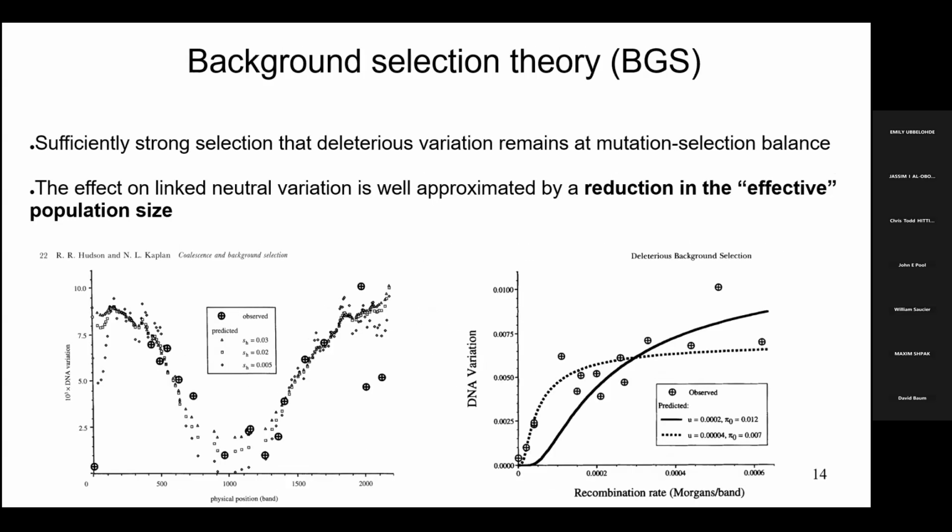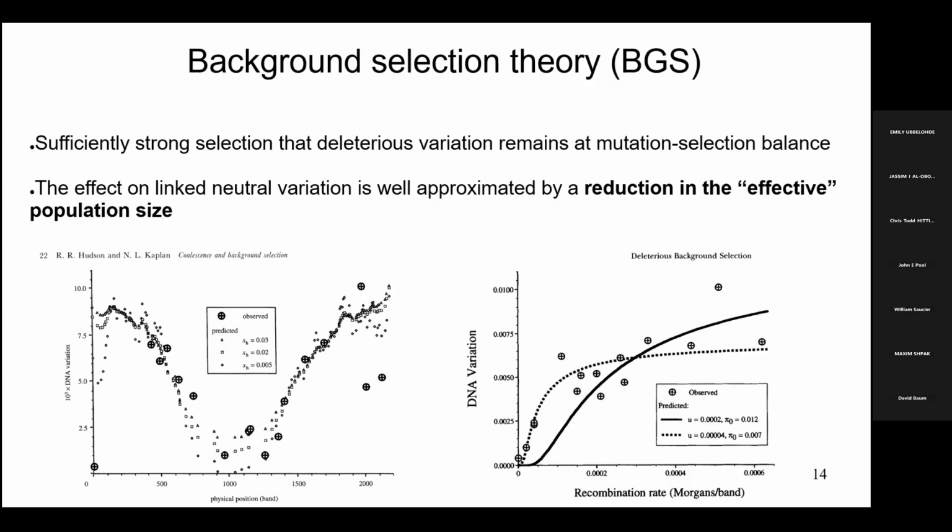So background selection theory entails sufficiently strong selection that the deleterious variation remains at mutation-selection balance. So you essentially don't have drift in the model. Drift is not important. The population size does not matter at all in the end, according to this model of strong selection. And what you have then is this idea that the effect on linked neutral variation is well approximated by a reduction in the effective population size.